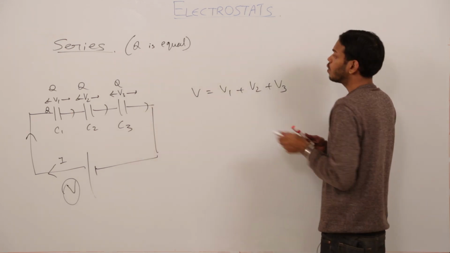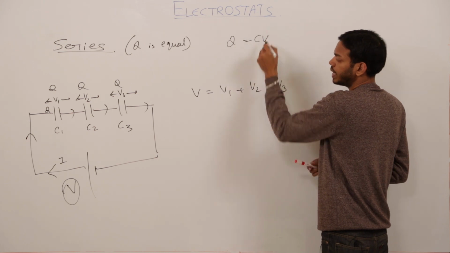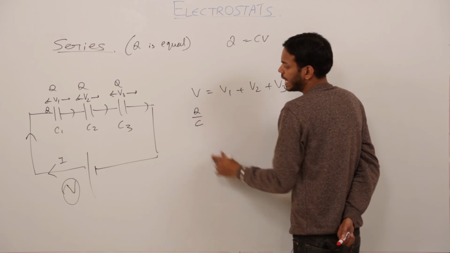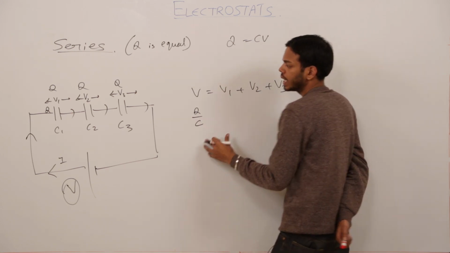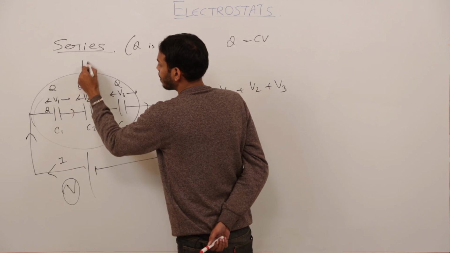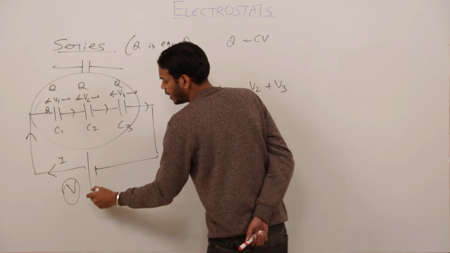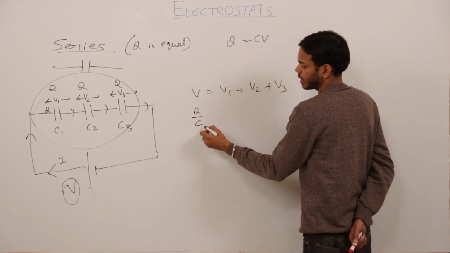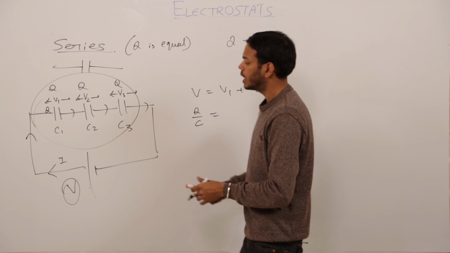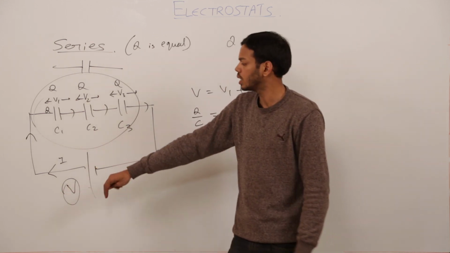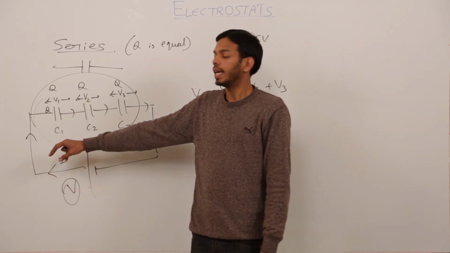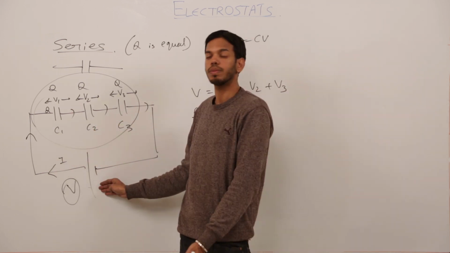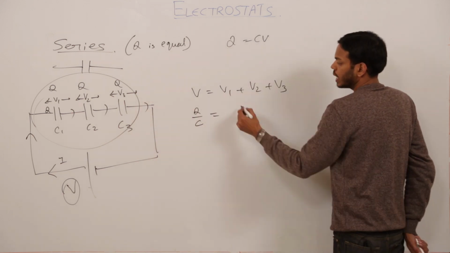What was our formula? Q is equal to CV. From here, V would be equal to Q upon C. If C is the overall capacitance, considering this to be one capacitor across which V volt is connected. But overall charge, if this battery has sent charge of 10 microcoulombs, if there are 10 capacitors or 3 capacitors, doesn't matter, the battery will be sending 10 microcoulombs only. So charge would be same.